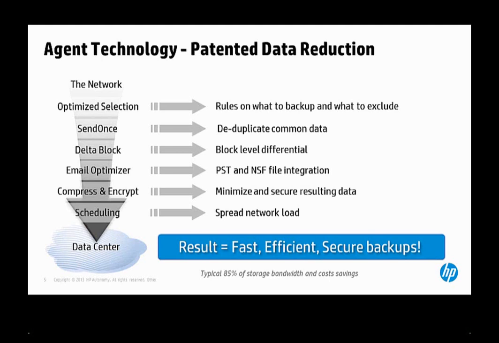Send once, delta block, email optimizer, compression, and encryption I've talked about already. Scheduling with Connected is done on a window basis, so you don't specify a particular time for backups to occur. Instead, the administrator specifies a range of times, a window, and then each Connected agent will wake up at a random time, a different random time each day, to do that day's backup within that window. What we're doing here is spreading the network load around. In an office building, for example, you really wouldn't want 1,000 desktop systems all waking up at exactly the same moment, creating a huge spike in network traffic.